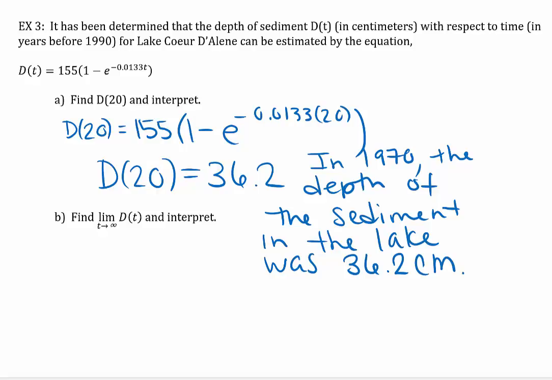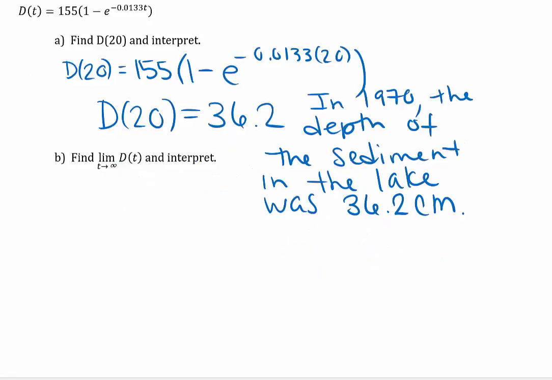Now the second part of this problem is asking us to find a limit. It's asking us to find the limit as t goes to infinity of that exact same function. Okay, so I'm going to try to find the limit as t goes to infinity of 155 times 1 minus e to the negative 0.0133t.